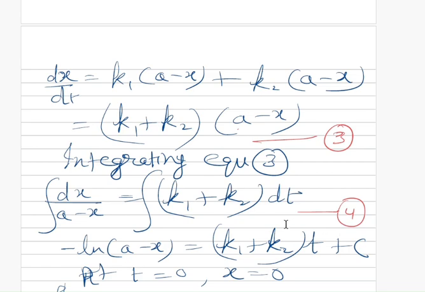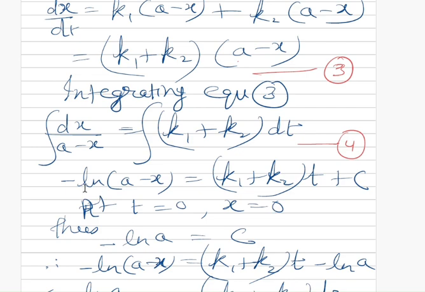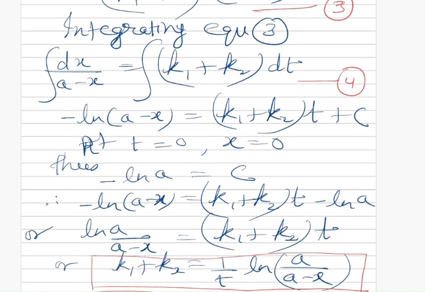Now integrating equation number 3, what we get? Integral dx upon (a − x) is equal to integral (k1 + k2) dt. So this is equal to −ln(a − x) = (k1 + k2)t + C. We are putting initial conditions for knowing the integration constant, that is at t = 0, x = 0. So putting in this equation, what we get, −ln a = C.